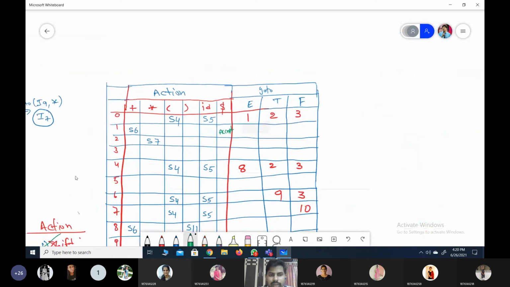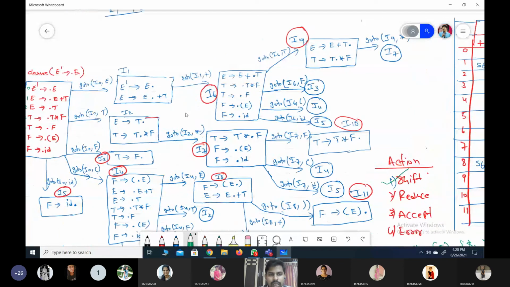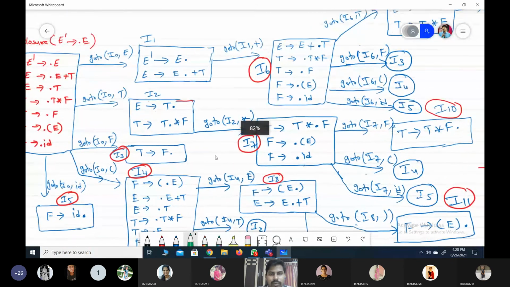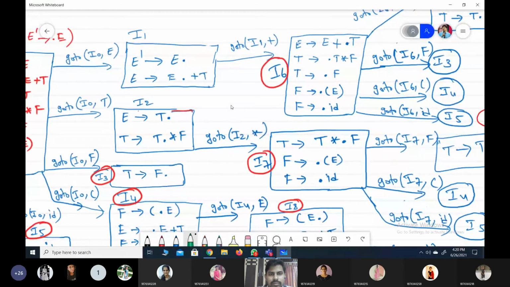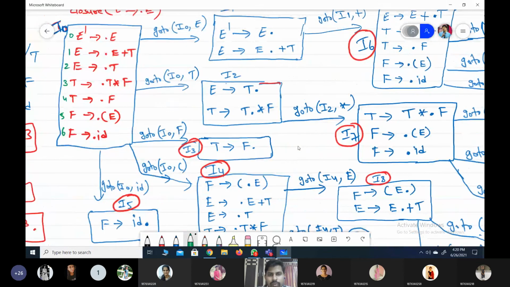Okay. So in the algorithm I will tell you why we are writing also. Moving towards the I1 state, is there any production with the dot ended in the I1 state, except the augmented grammar? No, sir. I2. On the I2 state, is there any production where the dot is ended or moved towards the extreme right side?